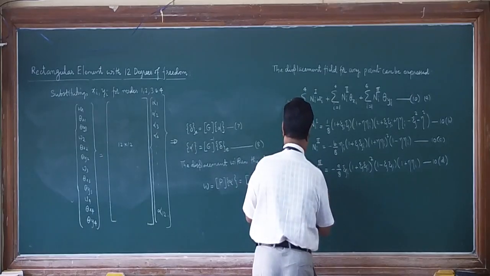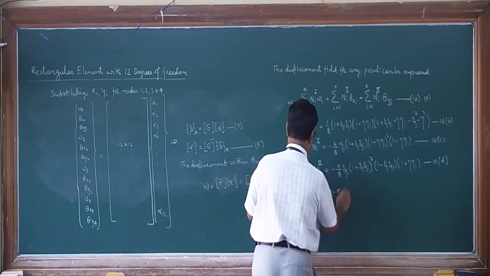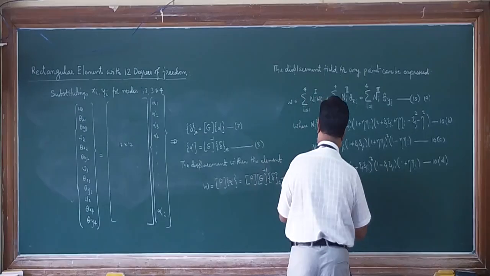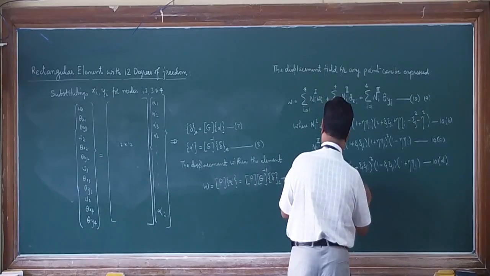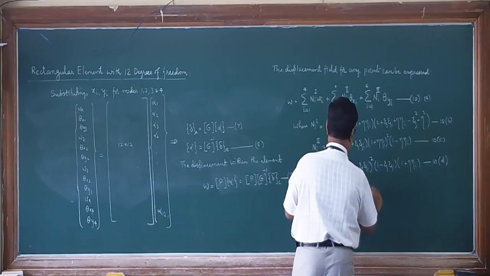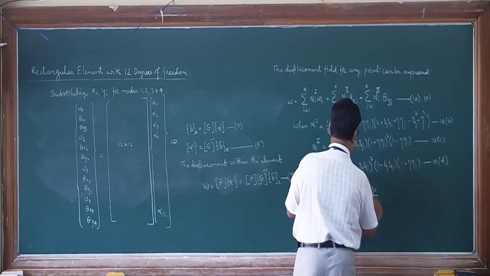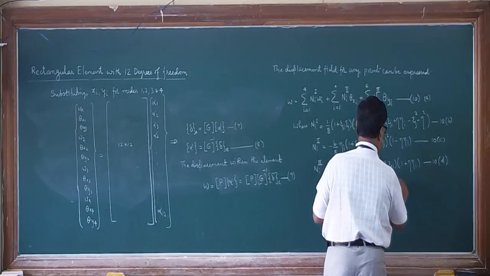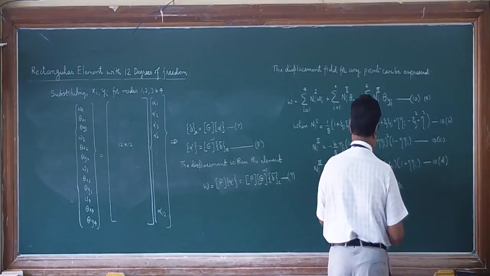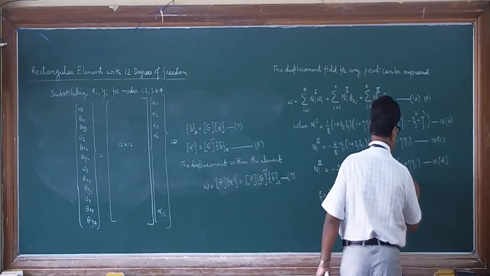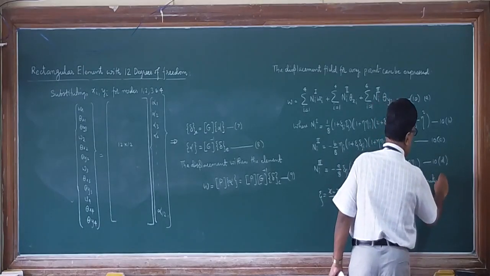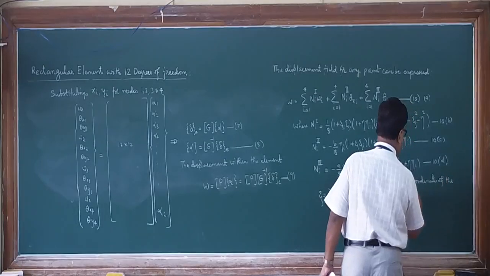So here, zeta is x minus xc upon a, and eta is y minus yc upon b. xc and yc are the coordinates of the center of the element.